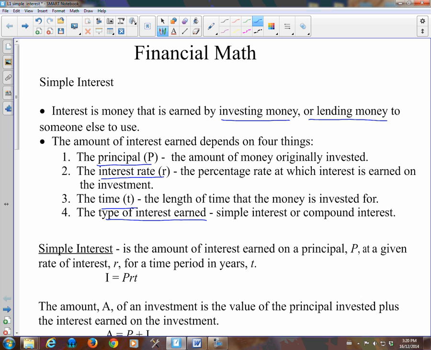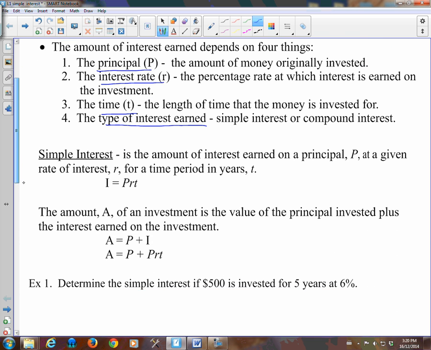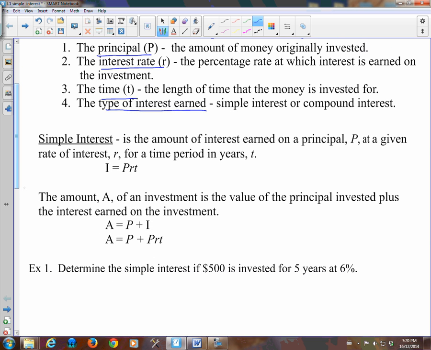So simple interest is the amount of interest earned on a principal, P, at a given rate of interest for a period of time in years. The formula for simple interest is I equals the principal times the rate times the time. The P times the R times the T.